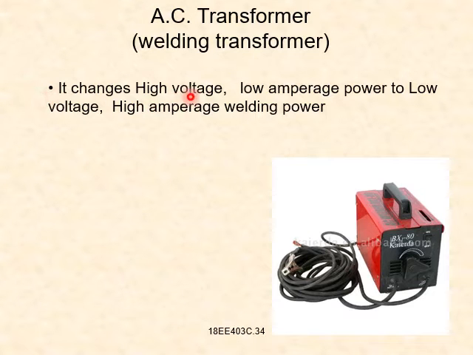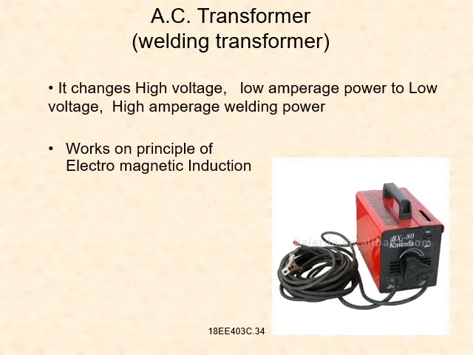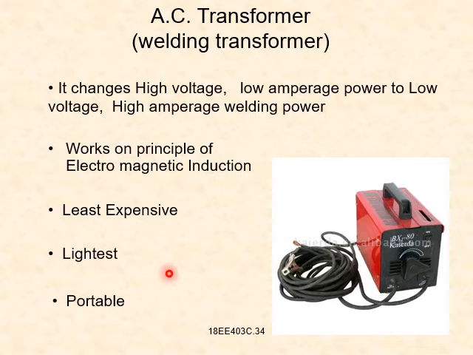It changes high voltage and low ampere range power to low voltage and high ampere range welding power, and works on the principle of electromagnetic induction. It is the least expensive, lightest and portable. So these are some special features of the welding transformer, where you can see that it changes high voltage low ampere power to low voltage high ampere welding power.